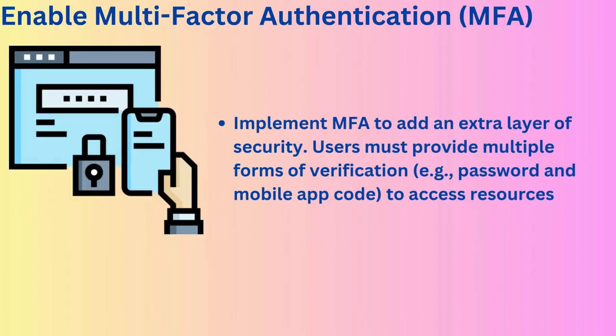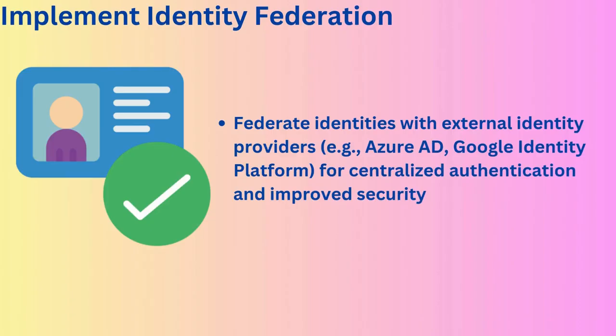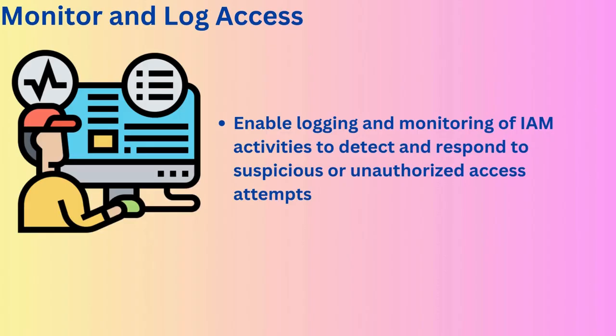Enable multi-factor authentication. Implement MFA to add an extra layer of security. Users must provide multiple forms of verification, such as a password and a mobile app code, to access resources. Implement identity federation. Federate identities with external identity providers, for example Azure AD or Google Identity Platform, for centralized authentication and improved security. Monitor and log access.